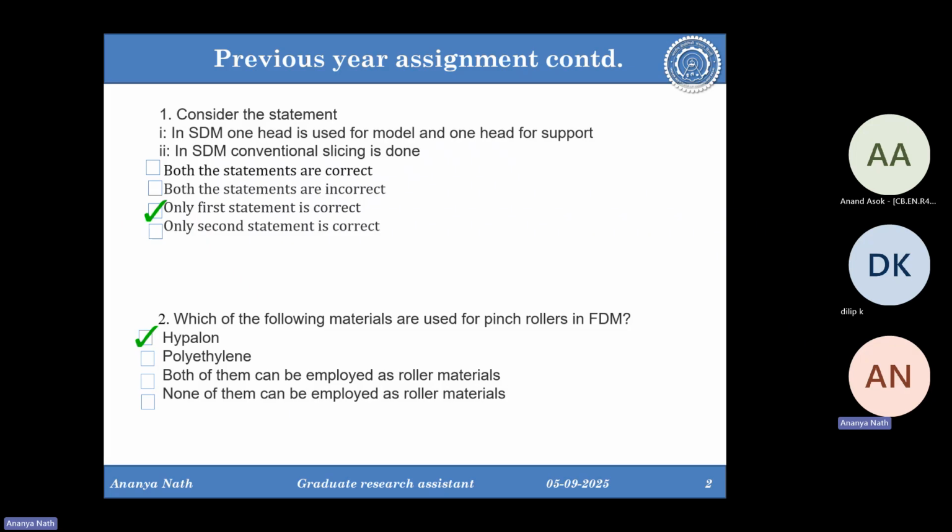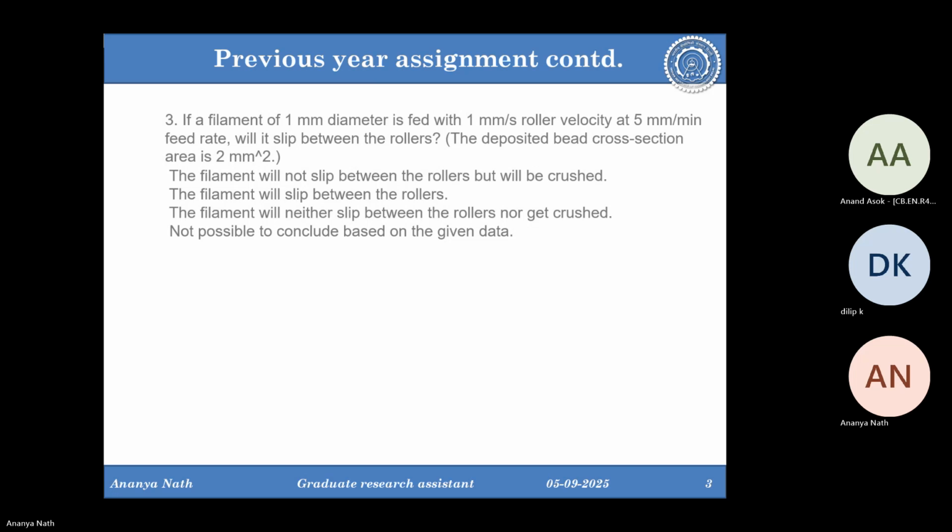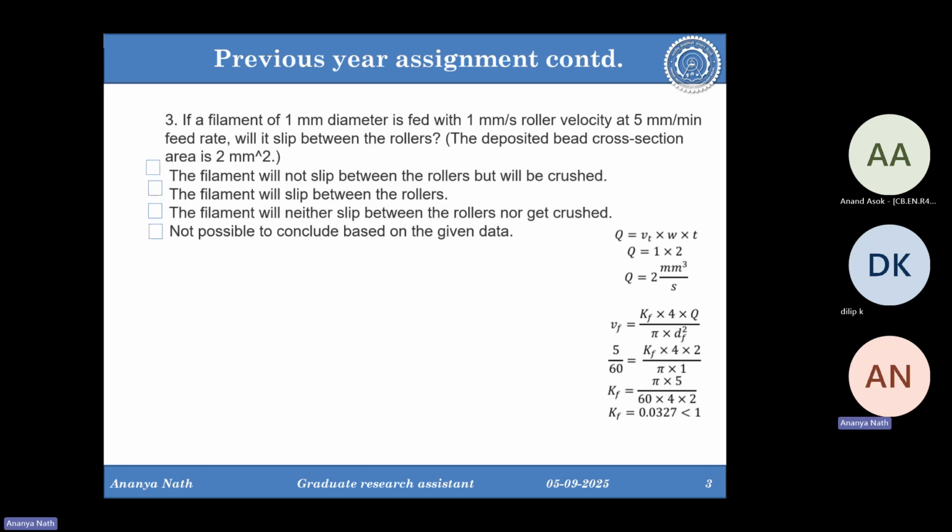Next is which of the following material are used for pinch roller in FDM? So it's hyperloop. Then, if a filament of 1 mm diameter is fed with 1 mm per second roller velocity, then the feed rate is 5 mm per minute. So VF is the feed rate. So actual VF will be 5 mm divided by 60 to get it in second. And will there be any slip in roller?